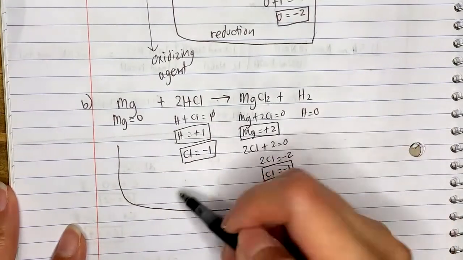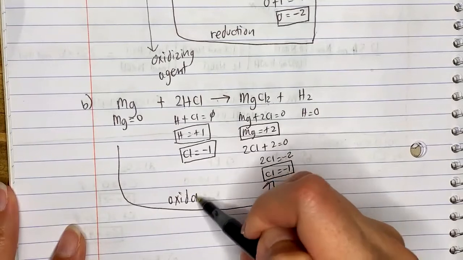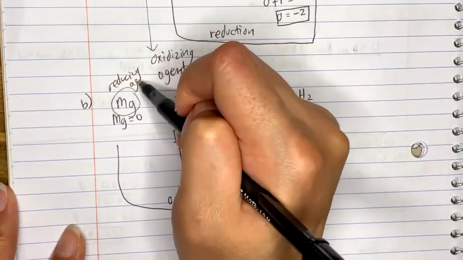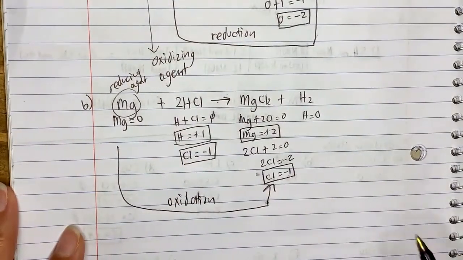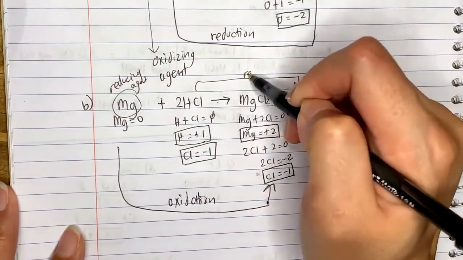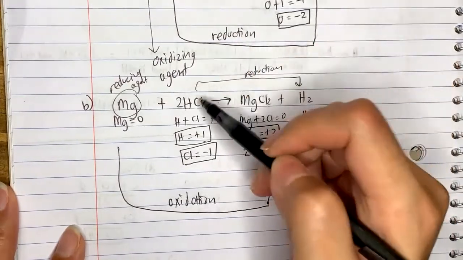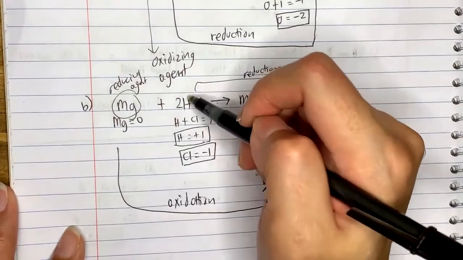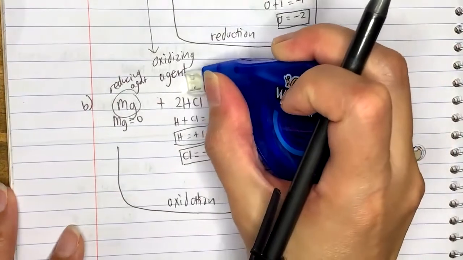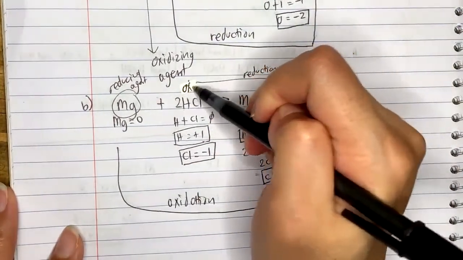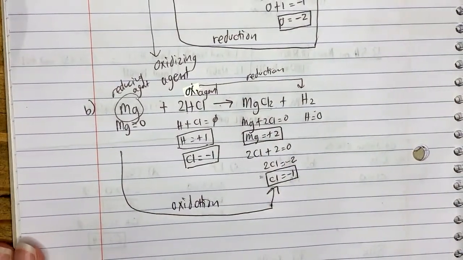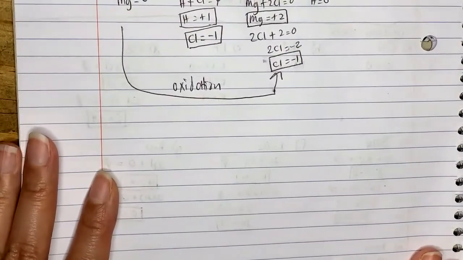Now that it matches, let's go ahead and determine who's going up and who's going down. Magnesium is going up, agree? So this is being oxidized, oxidation. So this guy is the what agent? The reducing agent, okay? And then who is going down? H is going down. So this is a reduction. So H, specifically H in HCl, that's your oxidizing agent. Oxidizing agent. Okay. All right. Let's do more.